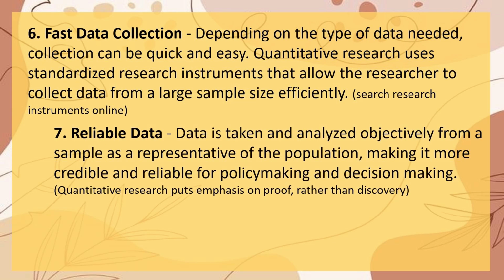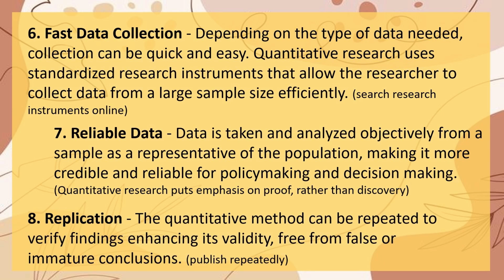Number 7 is reliable data. Data is taken and analyzed objectively from a sample as representative of the population, making it more credible and reliable for policymaking and decision-making. Reliable data in quantitative research is consistent, accurate, and replicable. It's achieved through precise measurements, standardized methods, and repeatable outcomes, ensuring that results are stable and not affected by random errors or biases.